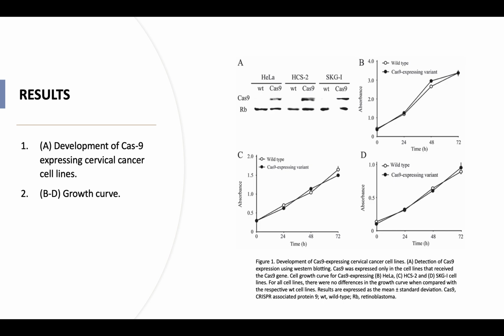In order to assess the effect of Cas9 on cell growth, we compared the growth of wild-type and Cas9 expressing cervical cancer cell lines in vitro, as shown in figures B through D. There was no significant difference in cell growth between wild-type and Cas9 expressing cells, indicating that Cas9 expression had no impact on cell growth in vitro.